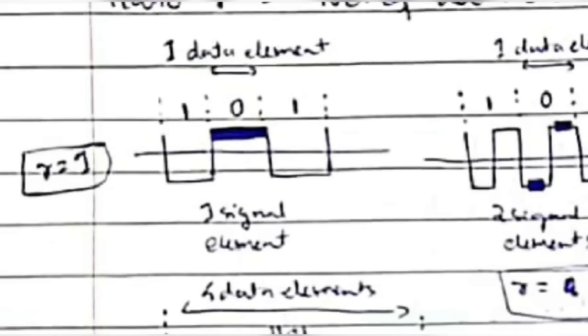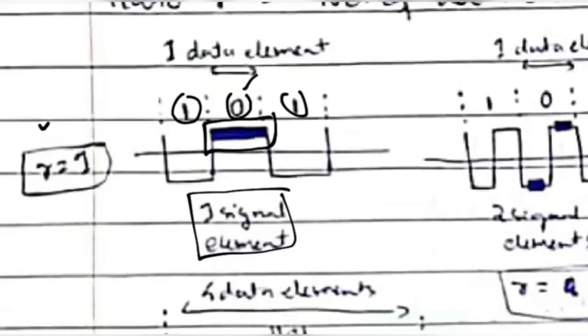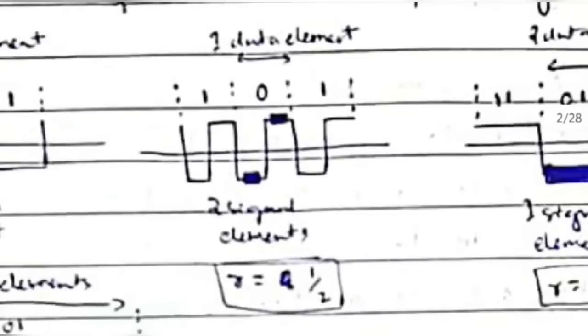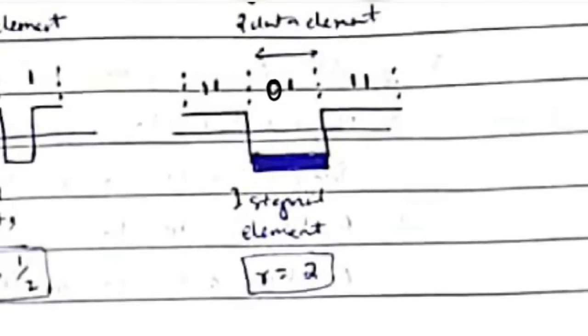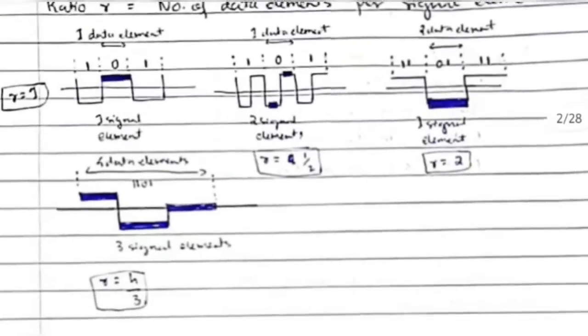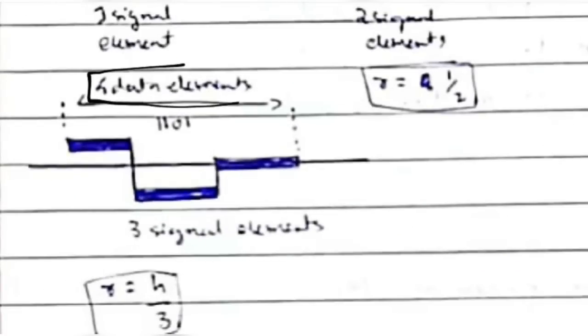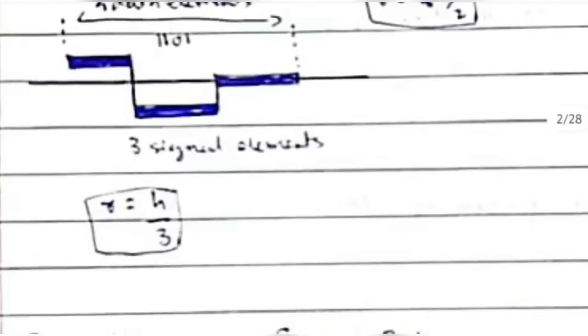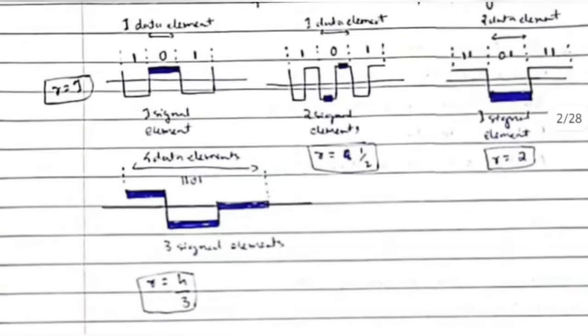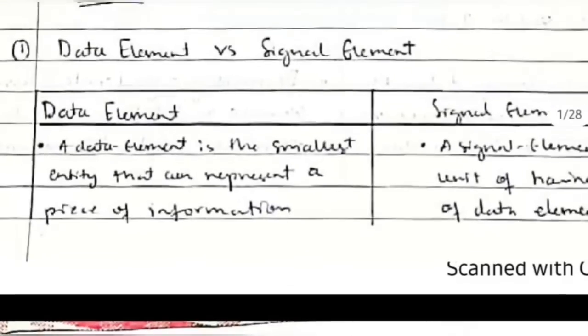Let's see some cases here. In the first case the data is 1 0 1, which is one data element, and if I consider this as a single signal element, the ratio will be 1 by 1. In the second case I have two signal elements for representing one data element, so one data element divided by two signal elements, R will be 1 by 2. In the third case two data elements are represented by one signal element, so R will be 2. In this case there are 4 data elements and 3 signal elements, so R will be 4 by 3. This is all about the ratio and the difference between data element and signal element.